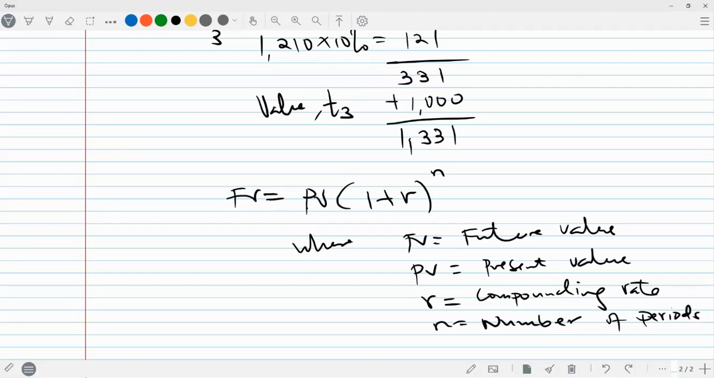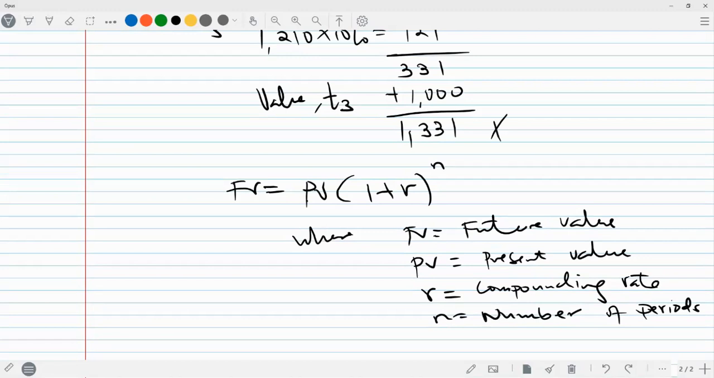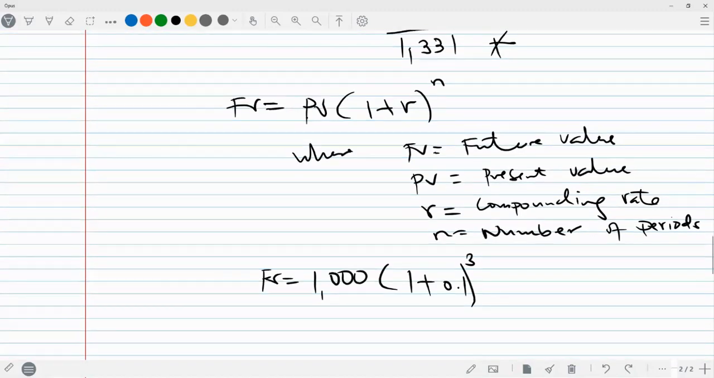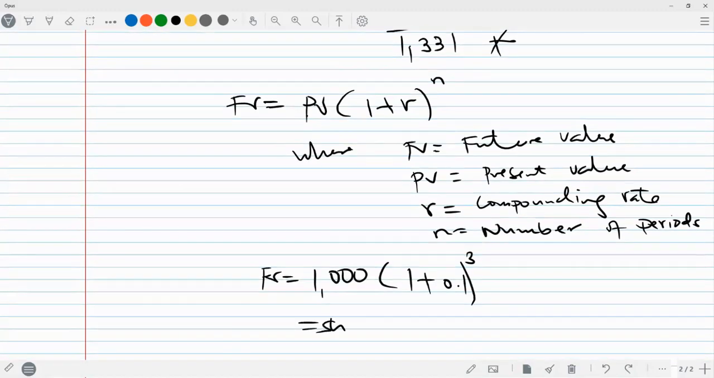So you want to get the value at the end of year 3. This will be equal to future value: present value, we have invested 1,000, the return you're earning is 10%, 0.1, for 3 years. Therefore, how much do you get to be the future value?